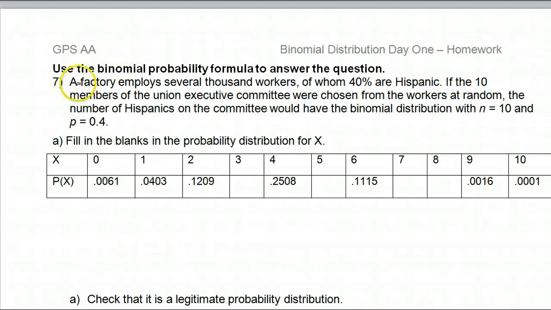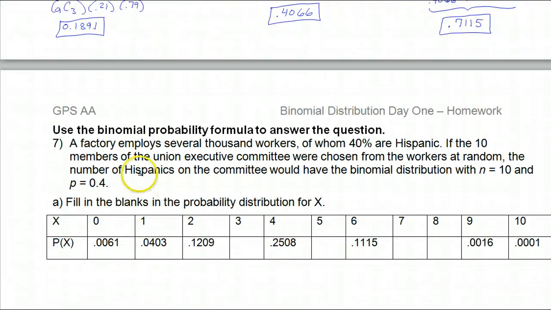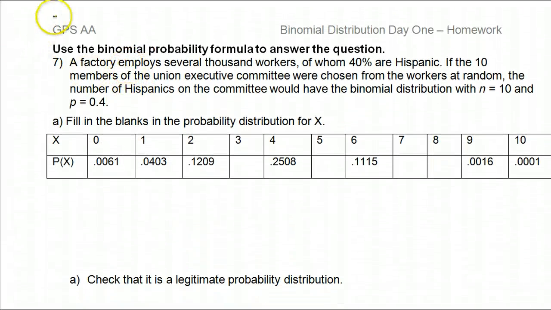All right, number 7. Again, I'm not sure why it's called number 7 and not number 11, but that's my bad. Use the binomial probability formula to answer the question. A factory employs several thousand workers, of whom 40% are Hispanic. If 10 members of the union executive committee were chosen from the workers at random, the number of Hispanics on the committee would have the binomial distribution with n equals 10 and p equals 0.4.